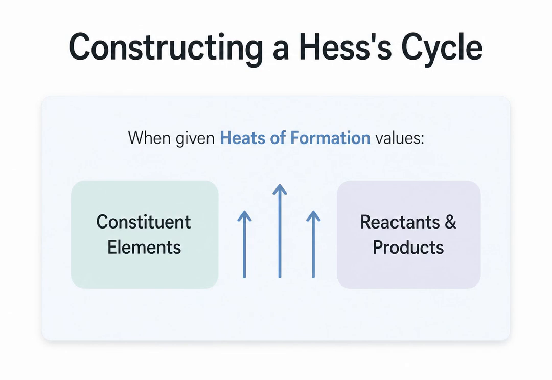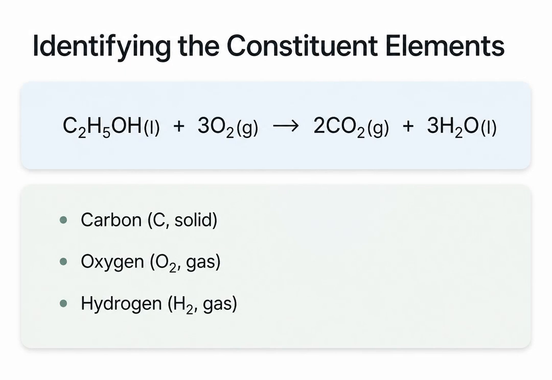When handling the heat of a reaction using given formation values, the structure of Hess's cycle follows a standard rule. Because formation values represent the creation of a compound from its base elements, all of our arrows in the cycle must point away from the constituent elements and towards the reactants and products we are forming. Let's transpose our previous combustion equation into a cycle.